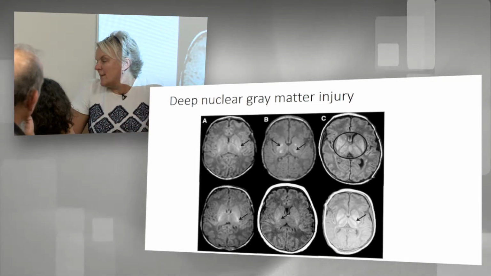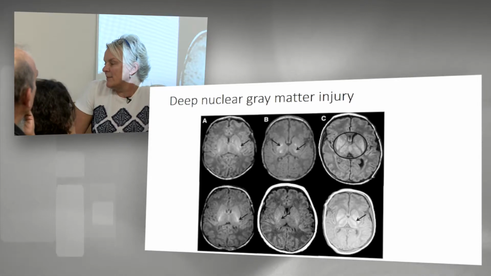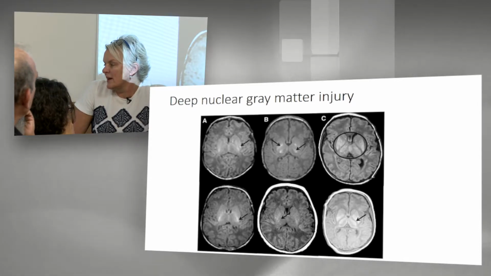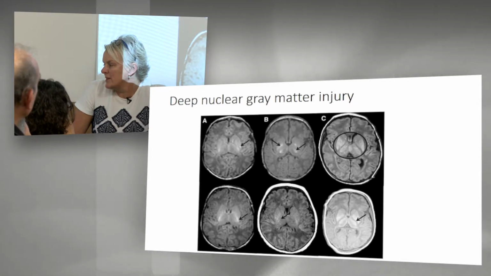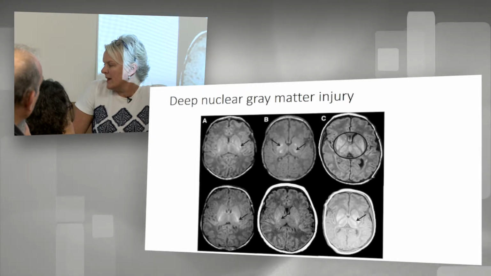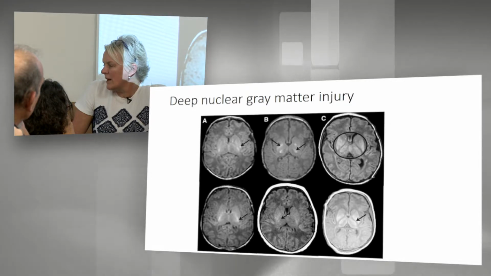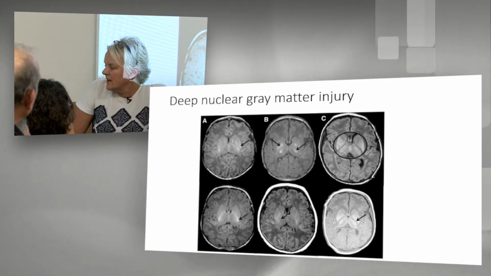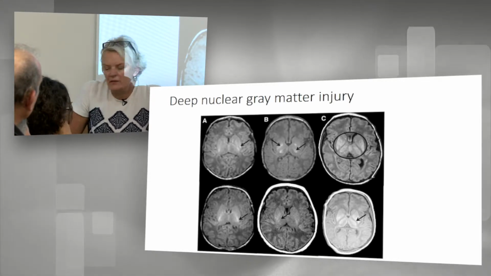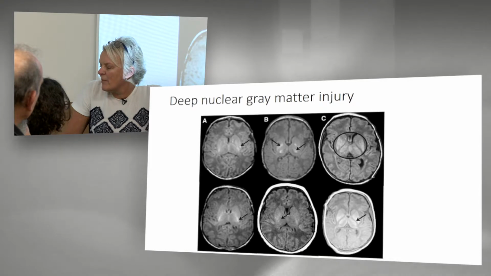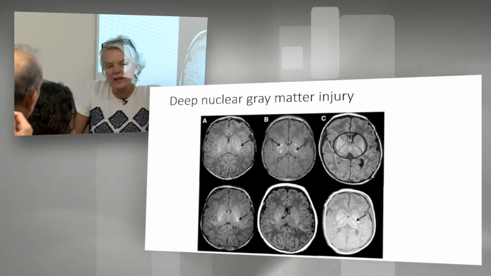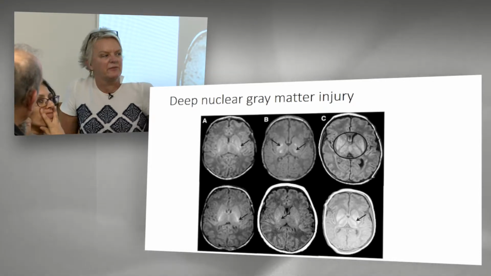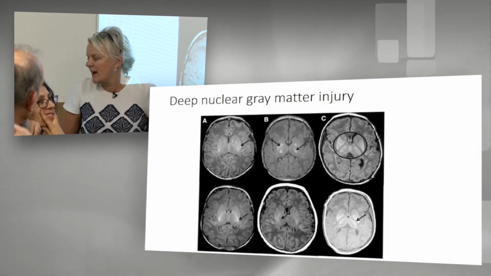So the deep nuclear grey matter injury, you can see here, this is so-called mild, just one little spot there, moderate here, or severe injury. And none of us would miss the severe, but these moderate and milds are very difficult unless you have good high quality imaging. The other thing that is very important to look at is this myelination in the posterior limb of the internal capsule. This is a very, very powerful prognostic sign.